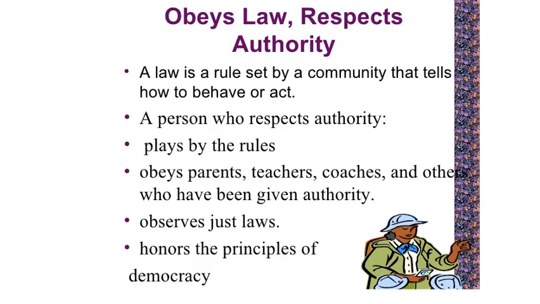How can one obey law and respect authority? A law is a rule set by a community that tells how to behave or act. A person who respects authority, plays by the rules, obeys parents, teachers, coaches, and others who have been given authority, observes just laws, honors the principles of democracy.